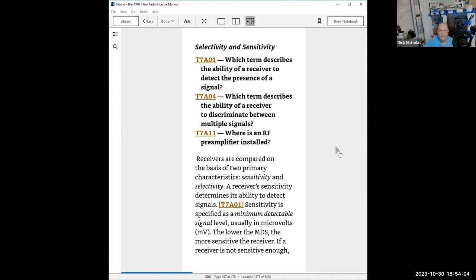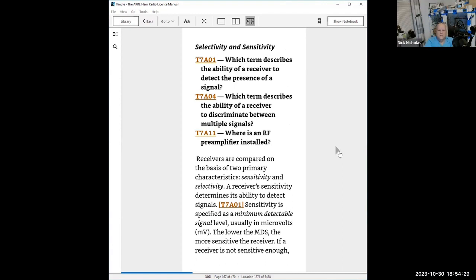There are two key factors of importance when we're talking about any receiver. By the way, we get to the question parts during the question and answer. Two of the most important features of a receiver are sensitivity and selectivity. And we're going to cover those.